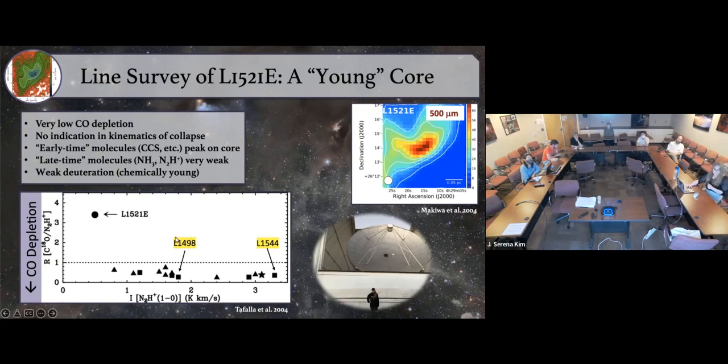That can give you basically an evolutionary tracer of your core. You can see in this plot that the further down you go, the more depleted you are, because it's a ratio of CO to the dense gas tracer N2H+. L1521E is an outlier, where you have that very dense L1544 over here and another core here. So this core is believed to be very chemically young. We wanted to target it with the 12-meter radio dish on Kitt Peak and look for a bunch of different complex organics and see if we see anything.